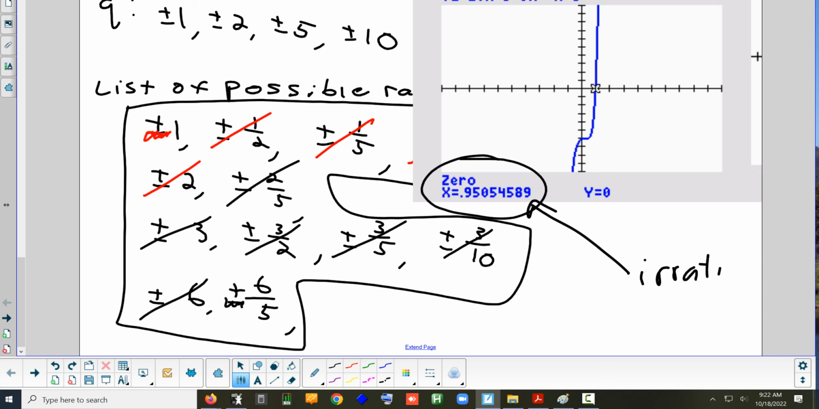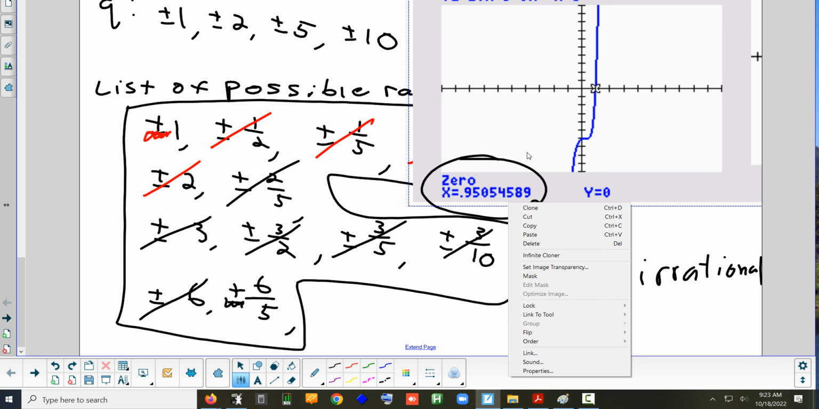If it was rational, then it would have had to have been in that list, and it wasn't. So because we got a number for the root that's not in the list of possible rational roots, the only conclusion is this number must be irrational. What does that mean? You would have never been able to find this number without the calculator.